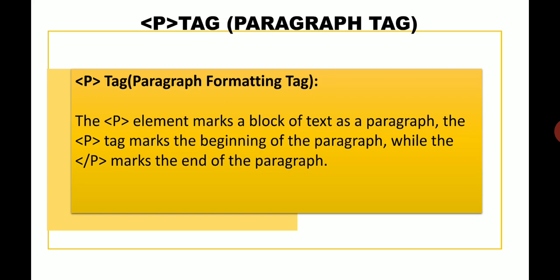What is paragraph tag? What is the use basically? So paragraph tag or p tag marks a block of text as a paragraph, wherein the starting tag of p marks the beginning of the paragraph, and when we close the tag, that marks the end of a paragraph. So we need to specify in HTML where we are beginning a paragraph and where we are ending the paragraph. For that purpose, we make use of p tag.